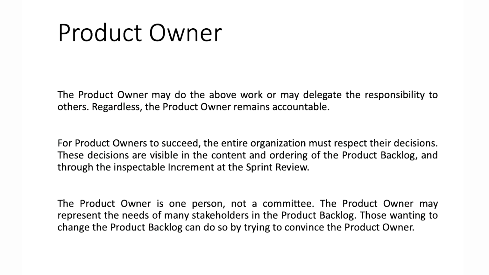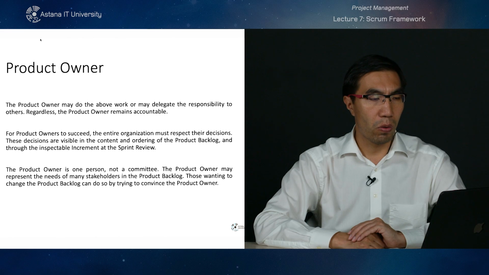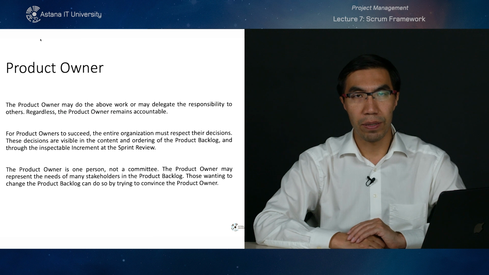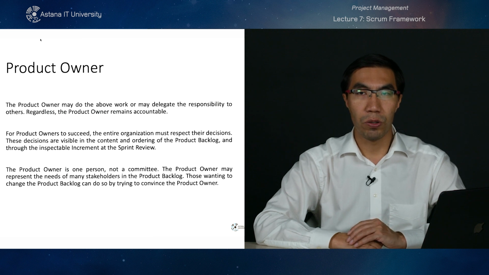So the product owner may represent the needs of many stakeholders in the product backlog. Those wanting to change the product backlog can do so by trying to convince the product owner. And if he or she is convinced, then the product backlog will be changed. And if not, it will stay the same.